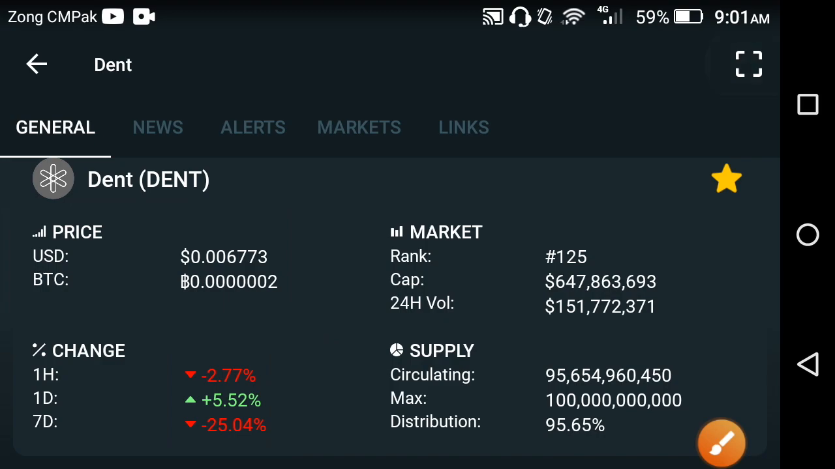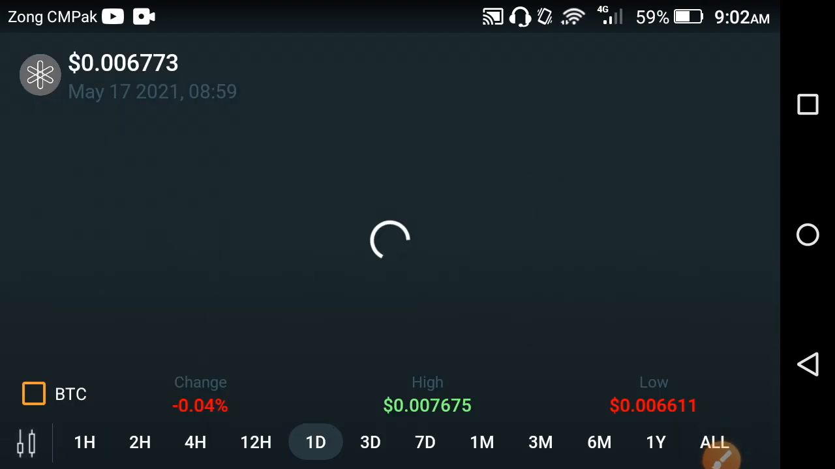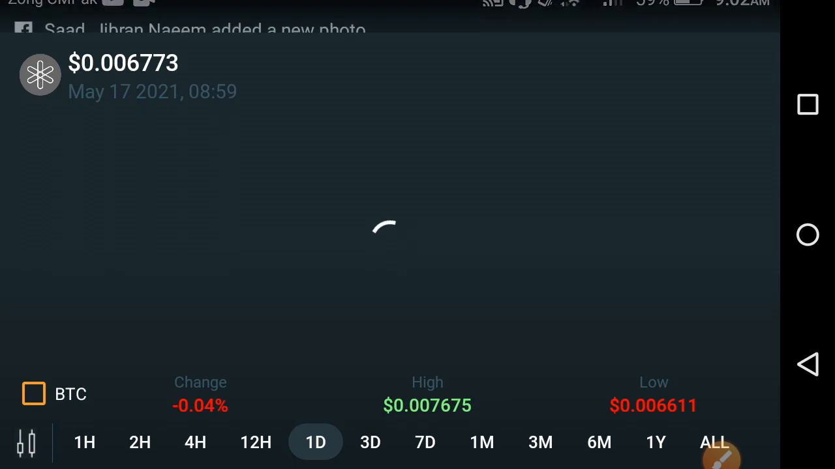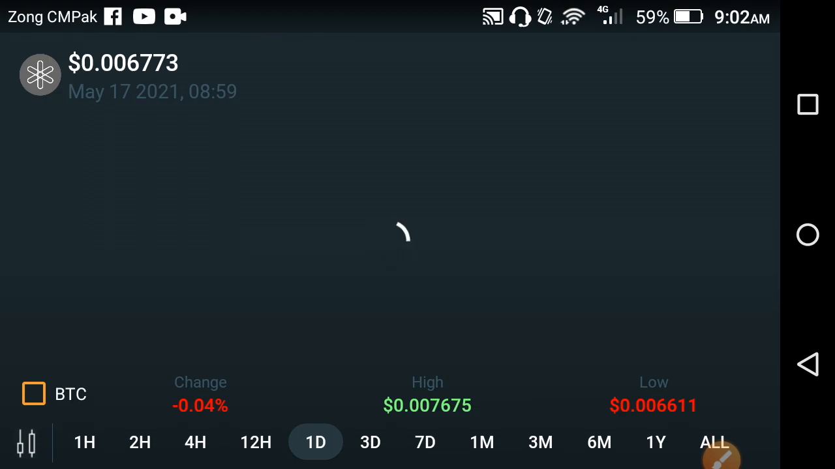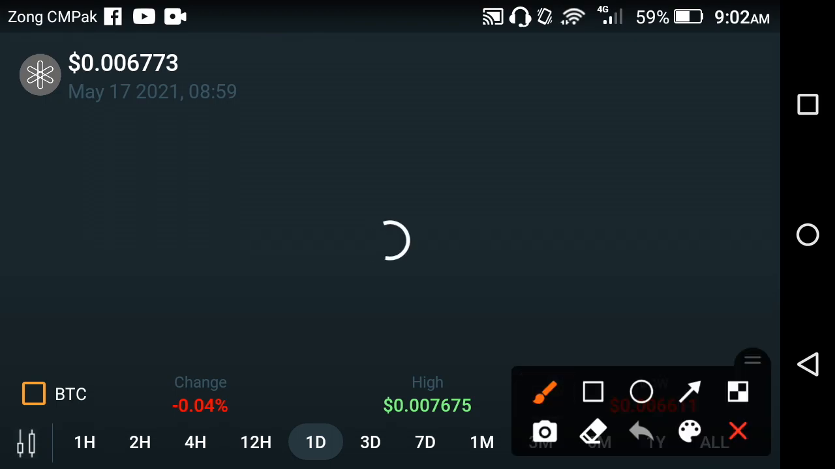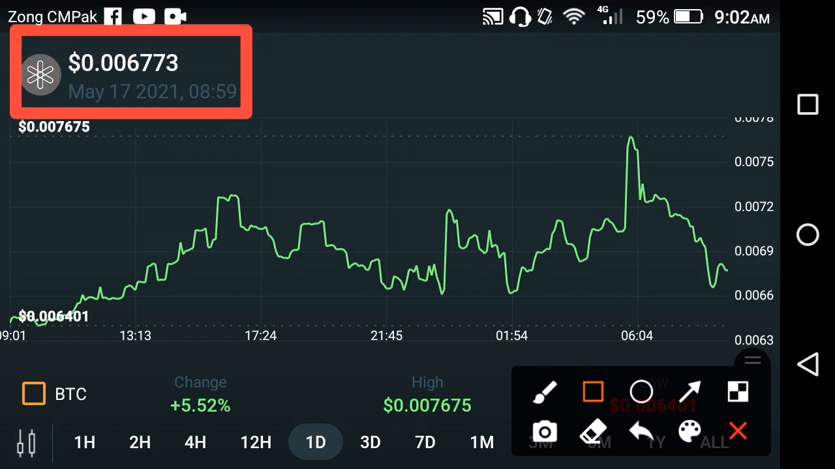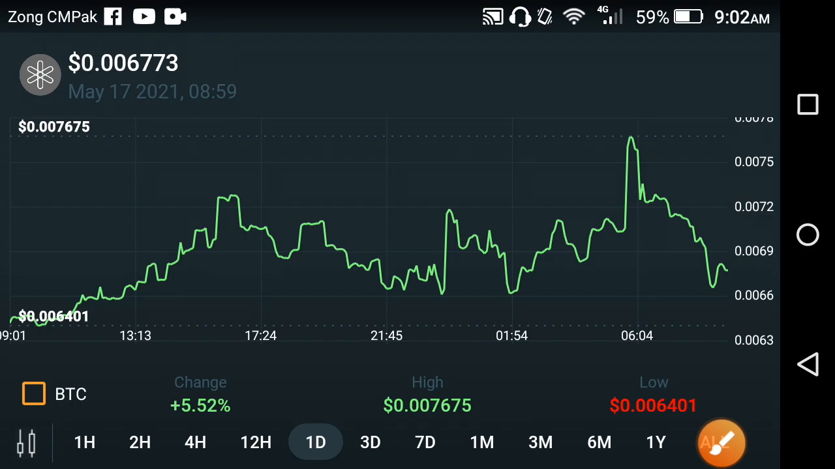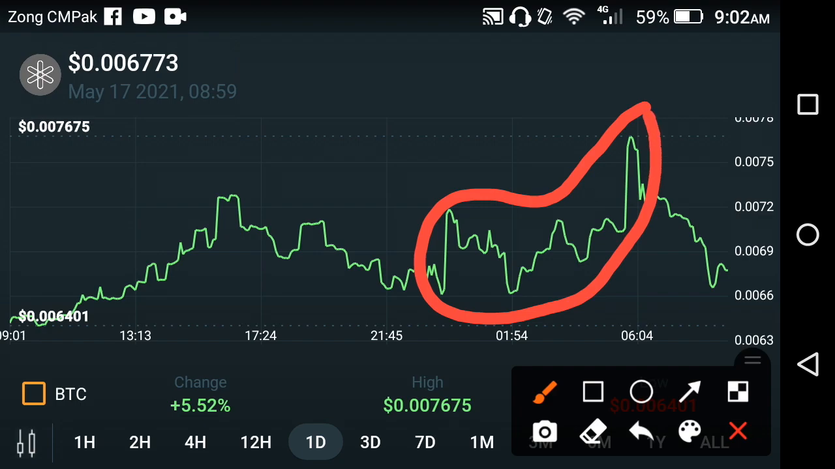Let's see, my friends, the price chart for more details. Let's see the last 1 day price chart of the Dent coin. What's going on in the Dent coin in the last 1 day? If you look at the live price of the Dent coin in the market, the current price is 0.006773 USD, friends. Absolutely, as you can see here, the last 1 day price chart change is positive because the Dent coin started jumping in the last 1 day.